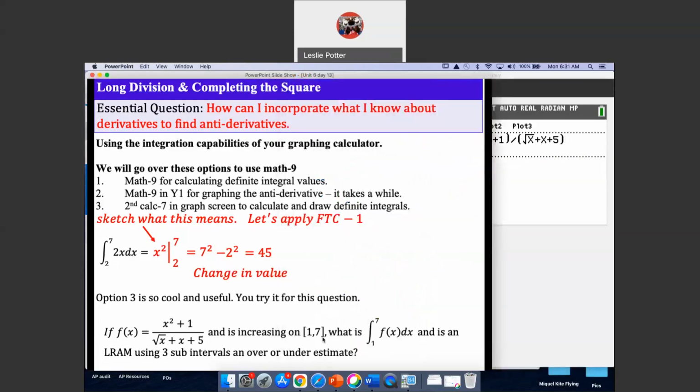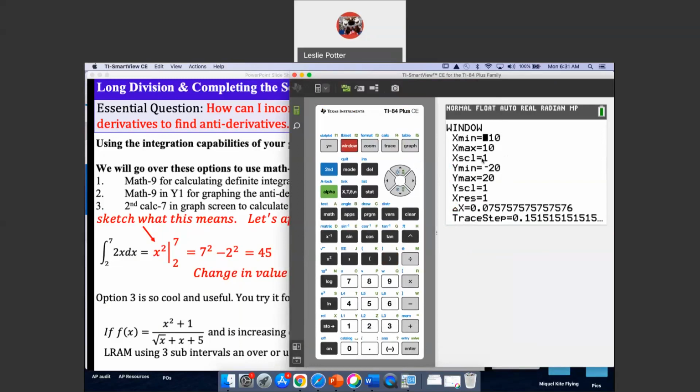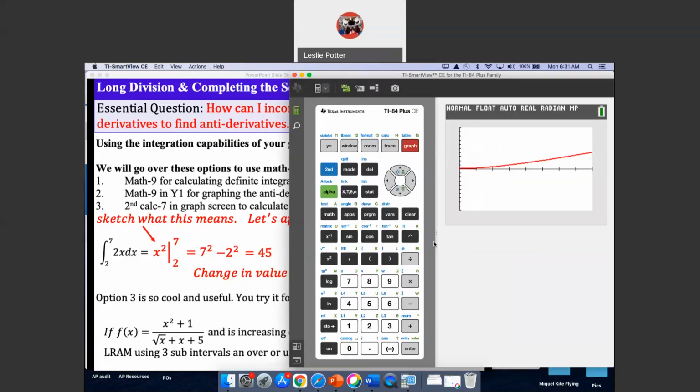I look at this and I say, I need to go from 1 to 7. Okay, so I am going to set up my window from 1 to 7. I don't need all these negative x values. So I'm going to go from 0 to 8, just so that I have a little on either side. And I'm going to stick this back to minus 10 and 10, because typically they try to keep you in that standard window. And let's take a look at this graph. There we go. Okay, so that's actually from 0 to 8. I want to go from 1 to 7 and find the area of this region.